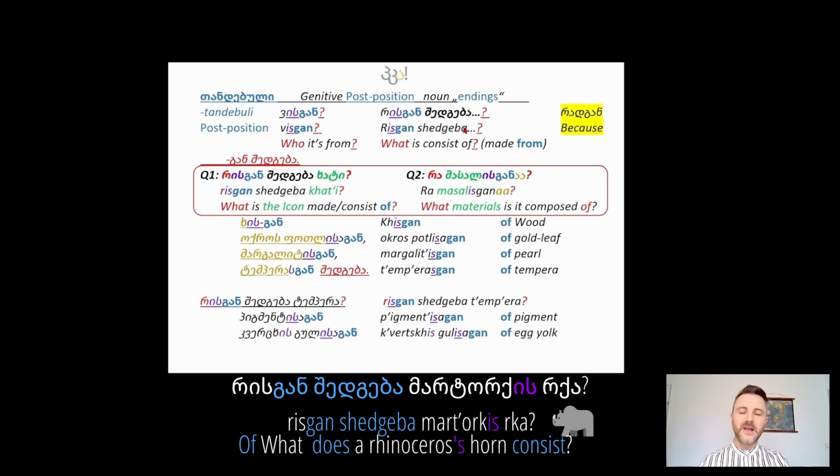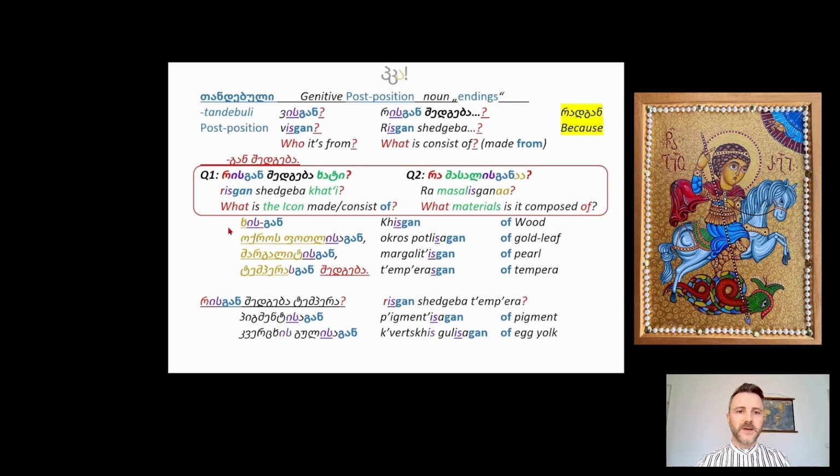GAN shedgeba is often used with kids that are ultra curious. And so that it's made of wood, it's made of gold leaf, it's made with pearls, and it's made with tempera paint. So GAN, okhros potlisagan, margalitis GAN, and temperas GAN. Temperas GAN shedgeba. It's not made with acrylic paint, it's not made with watercolors, it's made with tempera GAN shedgeba.